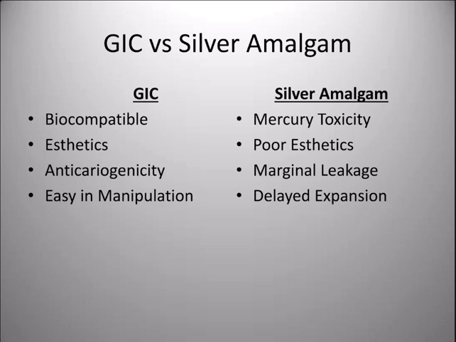Whereas the amalgam doesn't have chemical adhesion, and that's where there is a chance of marginal leakage. GIC is easy in manipulation, whereas silver amalgam can cause delayed expansion. If there is some kind of moisture entrapment during amalgam trituration, then what will happen? Within 1 to 7 days after placement of the amalgam, there can be delayed expansion.